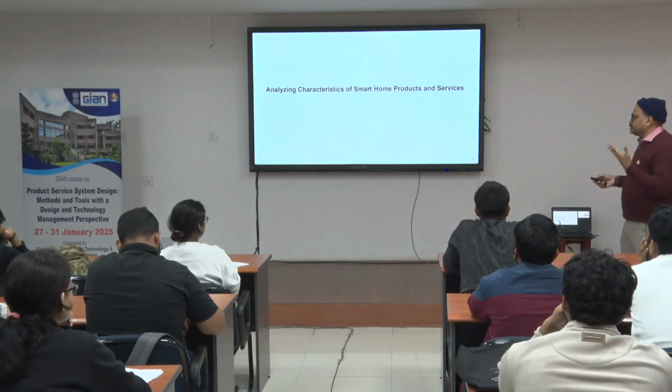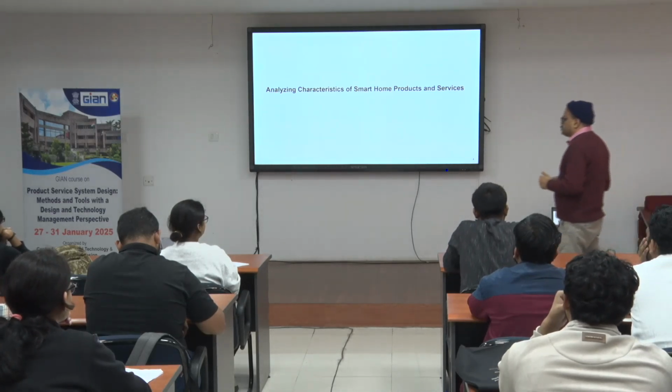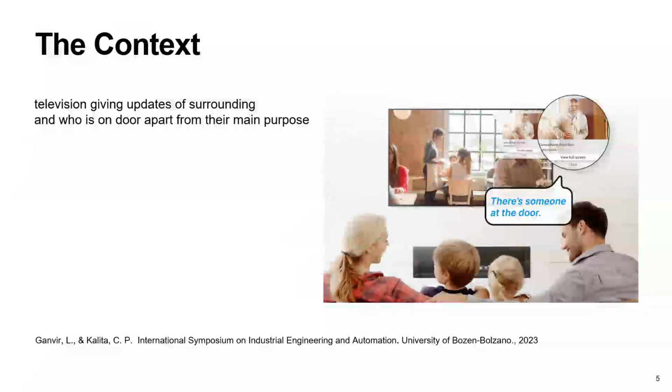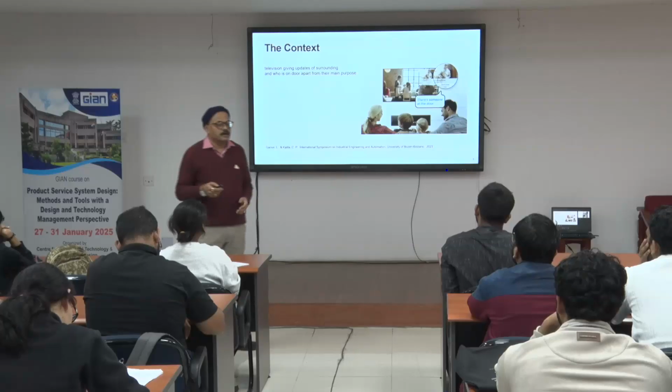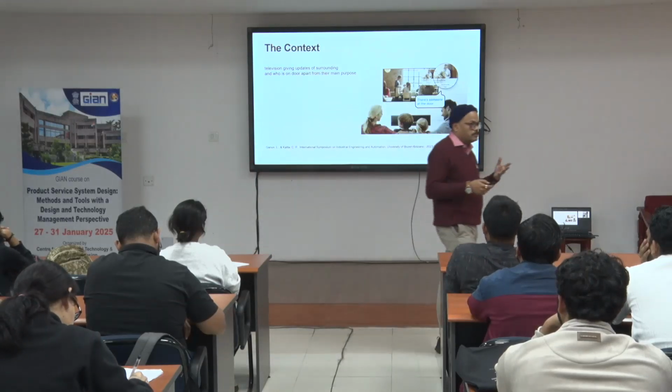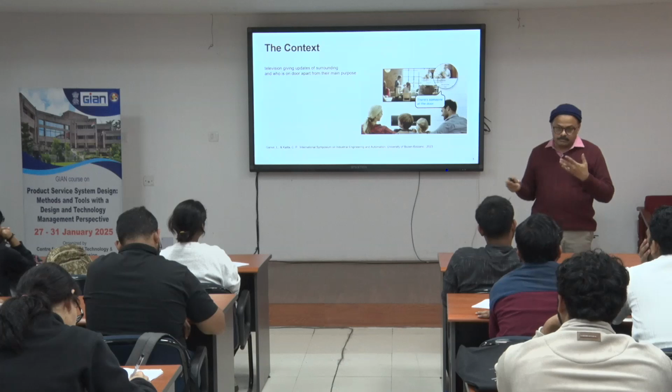Now, how did we analyze the characteristics of smart home production surfaces? We took the Kano model as a reference. The Kano model, as you know, is a method prescribed by Noriaki Kano. Again, it's a Japanese model, which basically classifies user requirements into categories like attractive, one-dimensional, must-be, reverse, and questionable. I am not going to discuss the Kano model here.